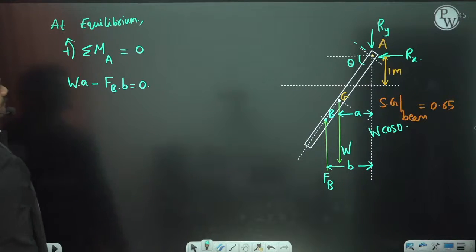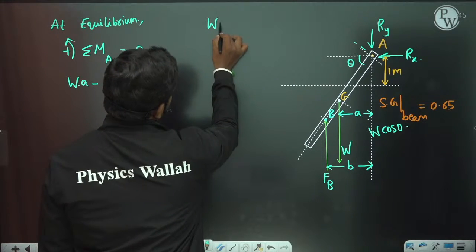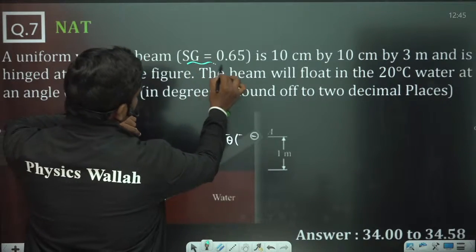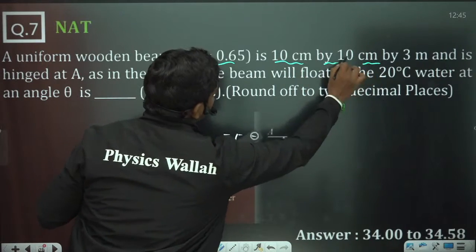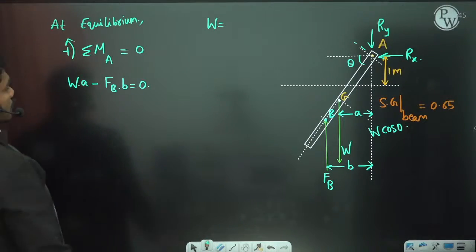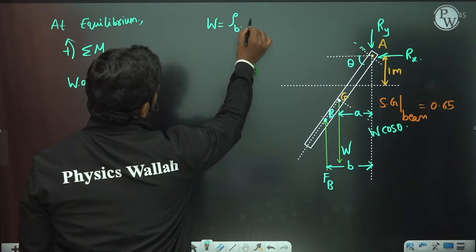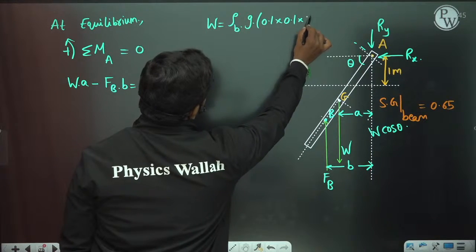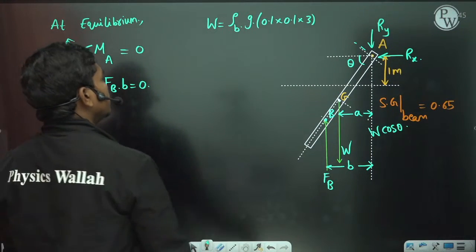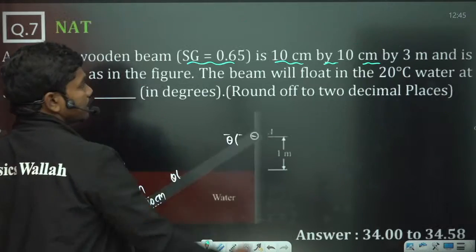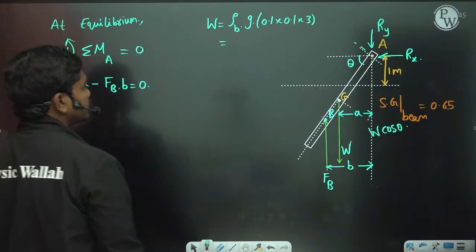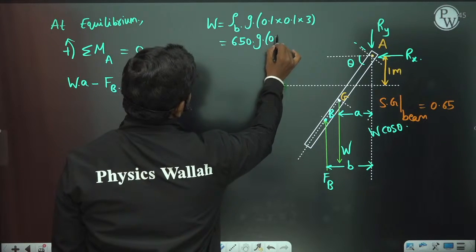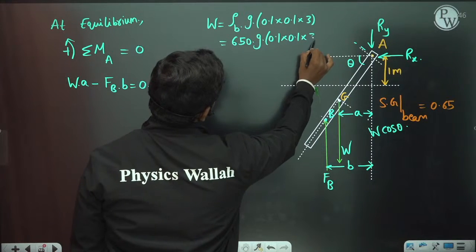Okay, so WA minus FB is equal to 0. W, the weight of the beam: specific gravity is given, dimensions are also given, 10 centimeters by 10 centimeters by 3 meters. So weight of the beam is equal to density of the beam times gravity times volume. Density can be obtained by multiplying 0.65 with 1000, which gives 650. So 650 times G times 0.1 times 0.1 times 3. This is the W value.